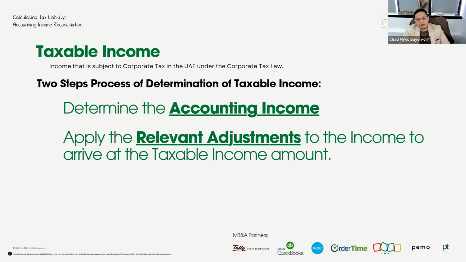We have a polling question placed. Which of the following is the starting point of determination of taxable income for UAE corporate tax? Is it revenue? Is it the expenses? Is it the accounting income, including the other comprehensive income? Or is it accounting income, excluding the other comprehensive income?